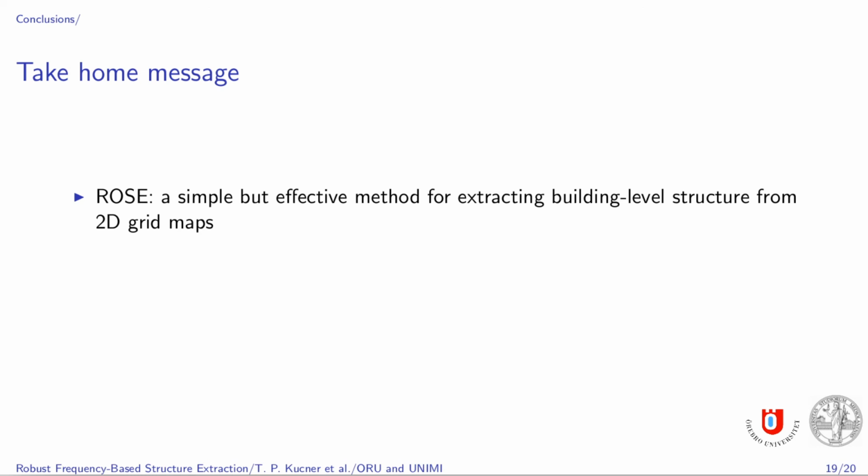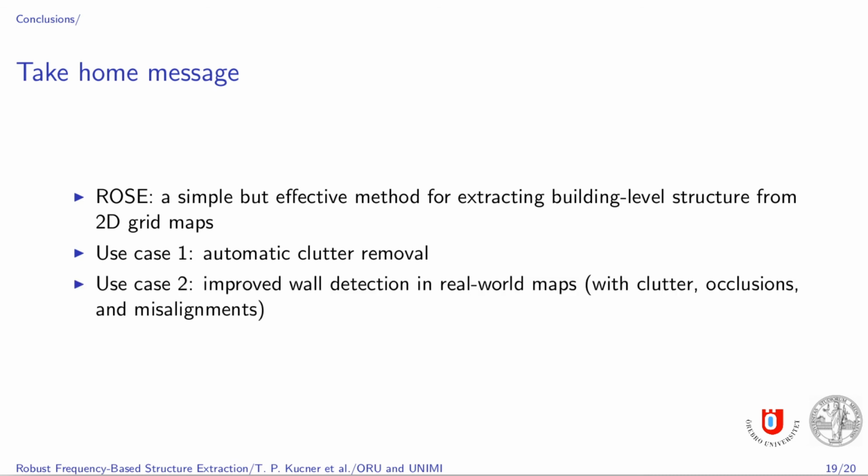Before the end, let us briefly summarize the content of this work. In this presentation, we have presented ROWS, a simple but efficient method for extracting building level structure from 2D grid maps. We have presented a use case where clutter was automatically removed using information obtained via ROWS. We also presented how ROWS can positively affect wall detection in real-world maps.